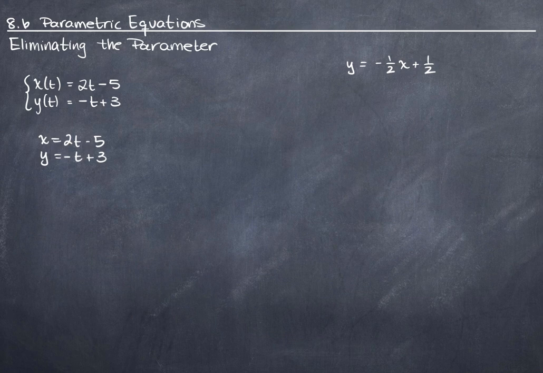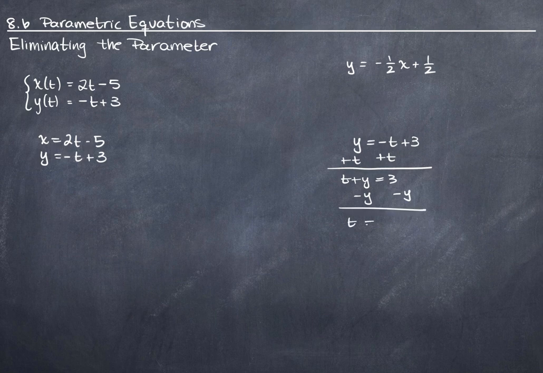What I'm going to do now is solve one of these for t. And I think the easiest one to solve for t might be this one here, because if I add t to both sides, it's going to make this t positive, and then it won't have a coefficient other than 1. When I do that, I'm also going to want to subtract y from both sides. So I'll do some scratch work over here. I'll rewrite the problem. I'll add t to both sides, and I have t plus y equals 3, and then I'll subtract y from both sides. So now I have t equals 3 minus y, or if you wanted to, you could write that as negative y plus 3.